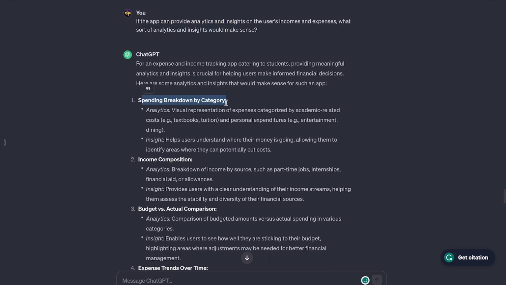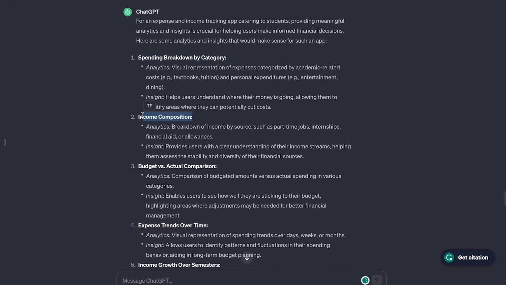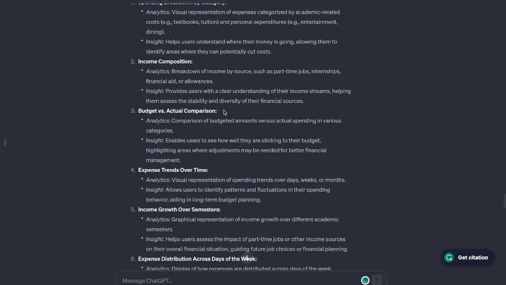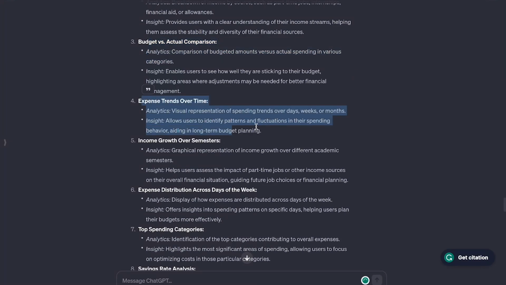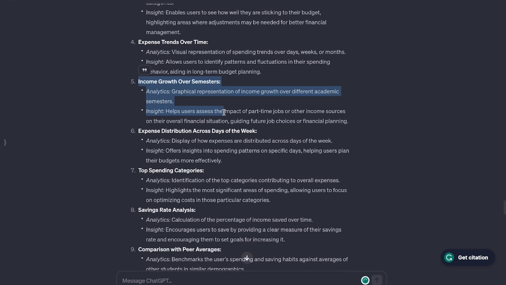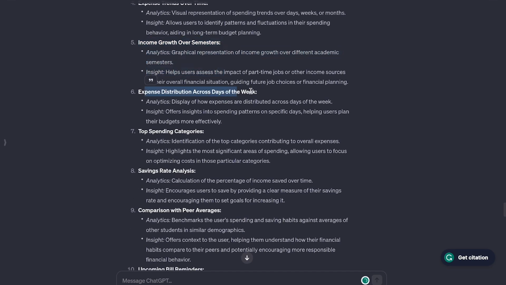So spending breakdown by category. Of course, we will obviously do this. So we want to have a category-level breakdown, which is pretty obvious. Then we have income composition, the same thing as the expense breakdown. Budget versus actual, because we don't have the concept of budgeting, we can remove this. Expense trends over time. This is definitely important. So over a period of time, how has the trend of expenses been? Visualizing that is super important. Same thing for incomes. Then expense distribution across days of the week.